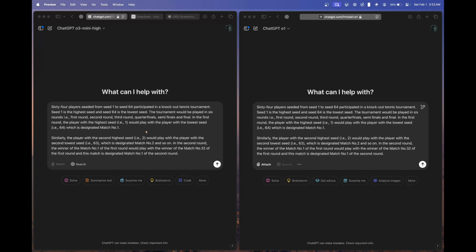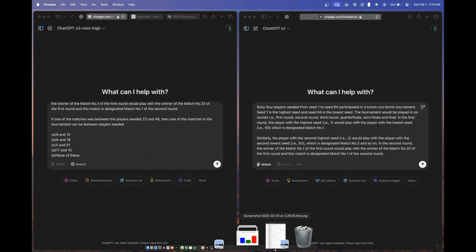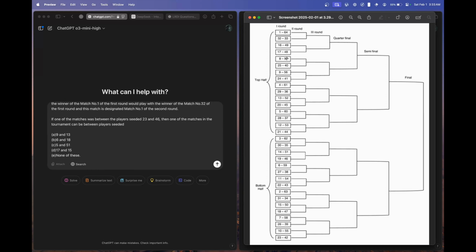So this question is about mapping a knockout tennis tournament. So it has 64 players who are placed from seed 1 to seed 64, and there are various rules about who can play whom, how they are grouped, who will play in the first round, second round, all of that. And after you have grouped all of them, this is most likely what you will come up with. Have a look at this chart. So here you can see first round, second round, and slowly you reach the finals.